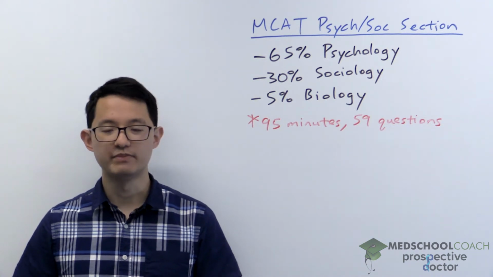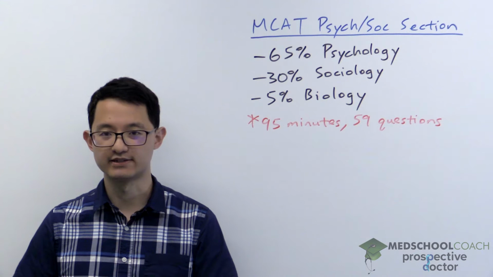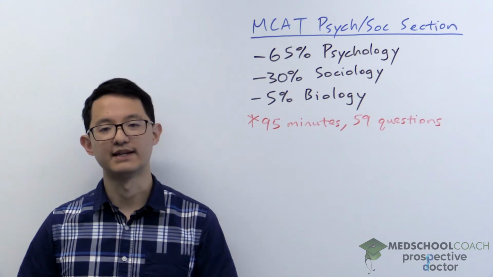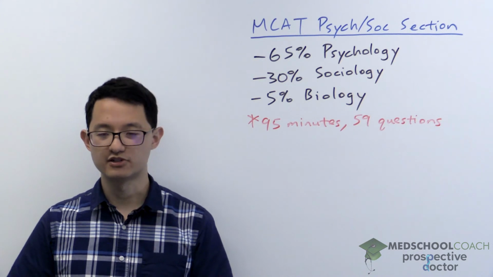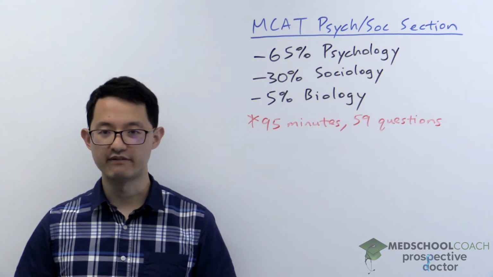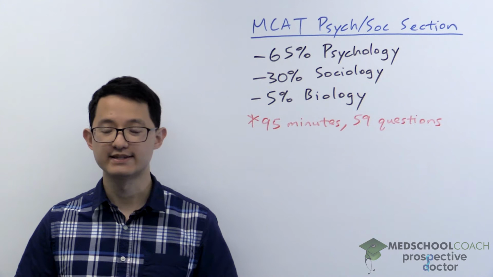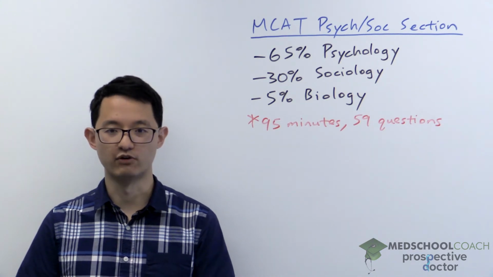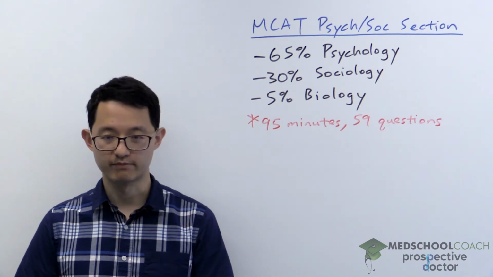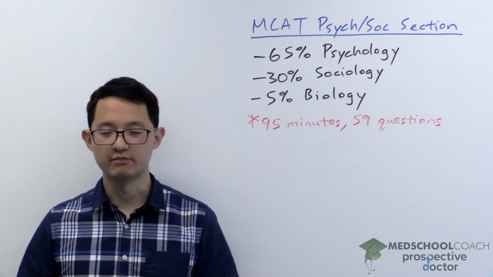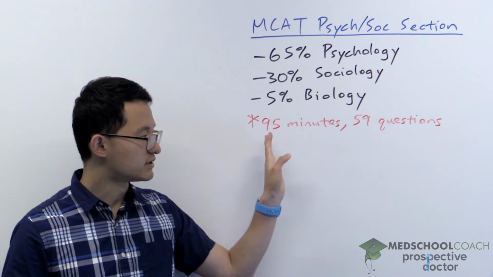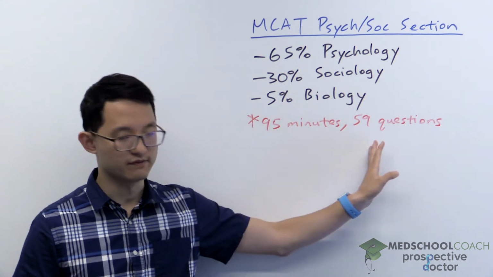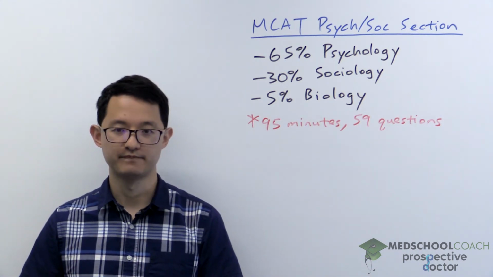And it's understandable because by the time you get to the MCAT Psych-Soc section, you've already completed the Chem Phys, CARS, and Bio-Chem section. So you're certainly going to be a bit tired. However, do keep in mind that the Psych-Soc section is a fourth of your exam and a fourth of your MCAT score. So you should really try your best to maintain focus throughout the section and try to use the 95 minutes for the 59 questions effectively.